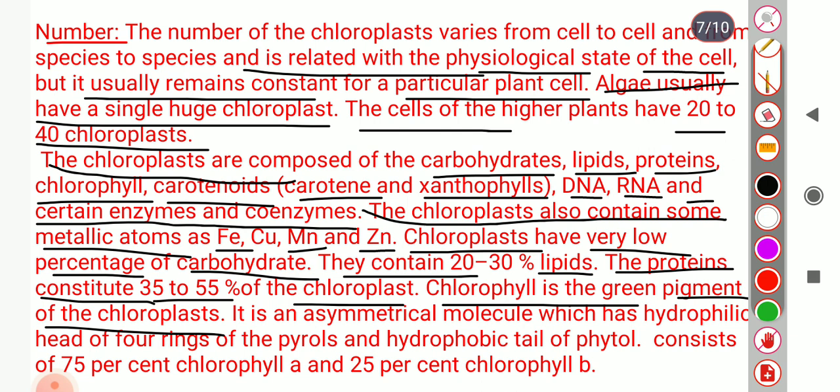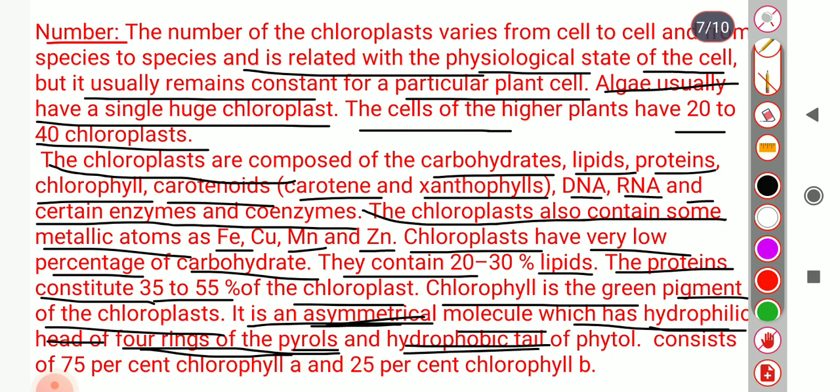Chlorophyll is the green pigment. It is an asymmetrical molecule which has a hydrophilic head of 4 rings of pyrrole and a hydrophobic tail of phytol. It consists of 75% chlorophyll A and 25% chlorophyll B. This means chloroplasts contain 75% chlorophyll A and 25% chlorophyll B.